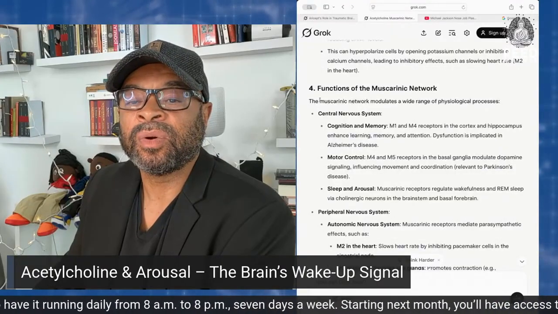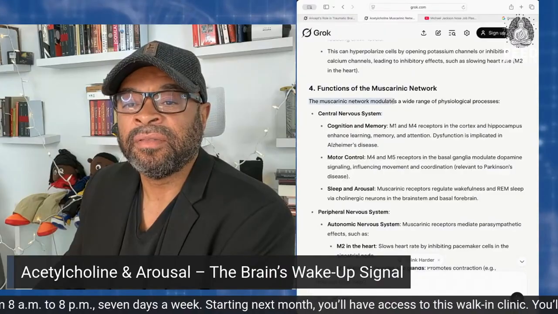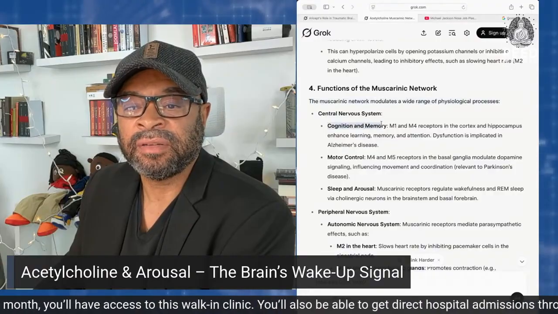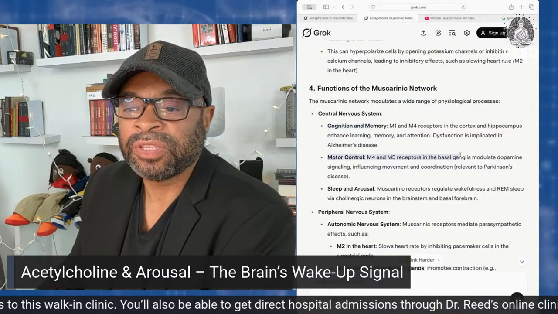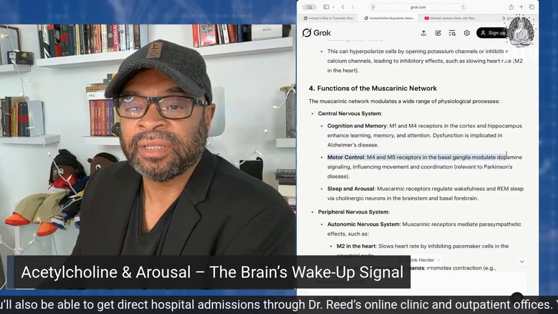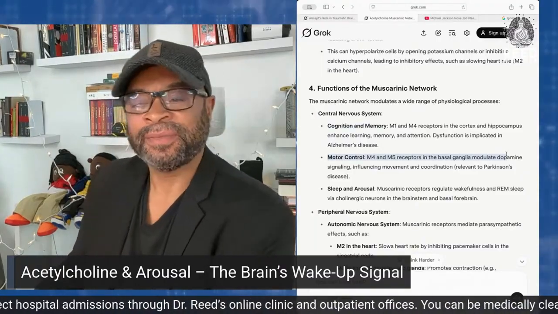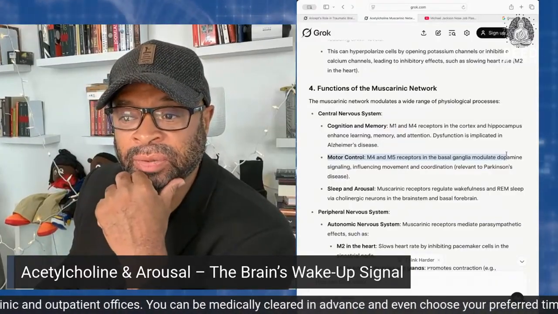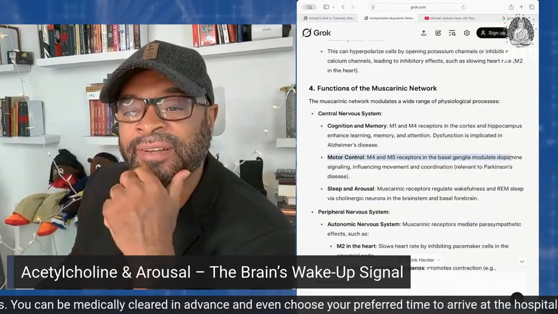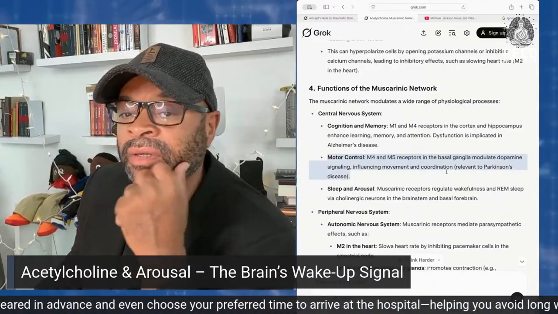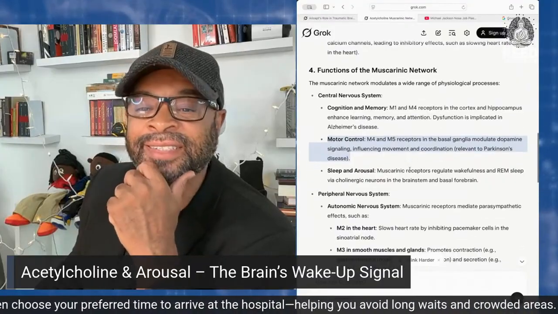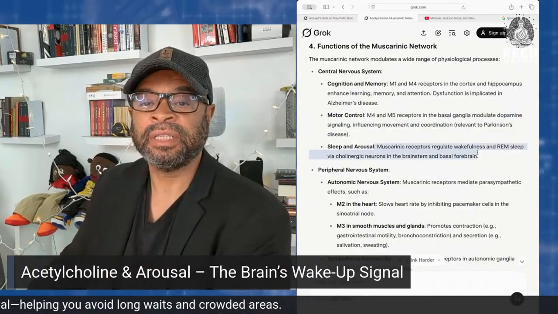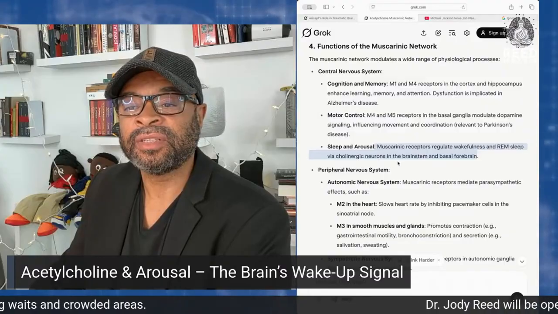Functions of the muscarinic network. The muscarinic network modulates a wide range of physiological processes in the CNS, with cognitive and memory functions, and motor control, with receptors in the basal ganglia. They're located throughout the basal ganglia. I never really read too much about the acetylcholine receptors located in the basal ganglia, but in motor control, this is very helpful, influencing movement and coordination relevant to Parkinson's disease, right? Sleep and arousal: muscarinic receptors regulate sleep, wakefulness, and REM sleep via cholinergic neurons in the brainstem and forebrain.